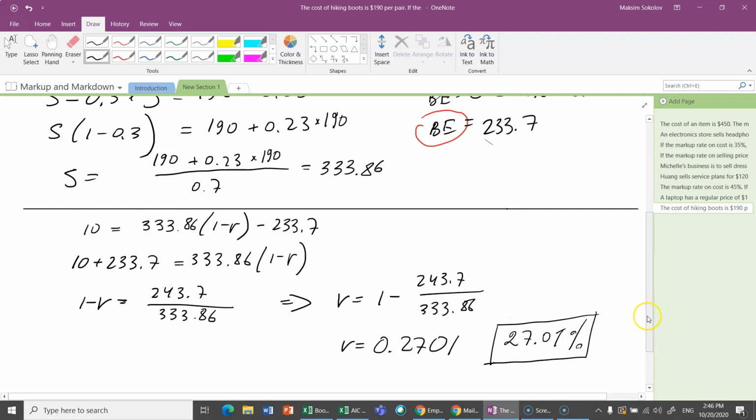And this finalizes also our class dedicated to the price structure, markups, and markdowns.